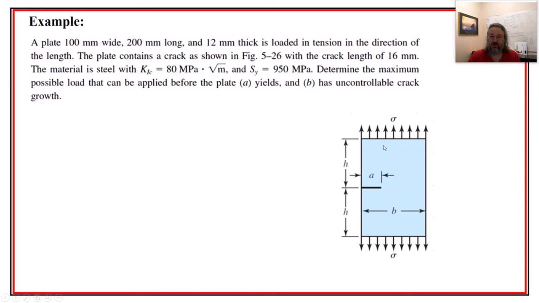So that's what they're talking about down here. The plate contains a crack as shown in this figure with a crack length of 16 millimeters. The material is steel with a critical stress intensity of 80 megapascal square root meters and a yield strength of 950. We want to determine the maximum possible load that can be applied before the plate yields or has uncontrolled crack growth.